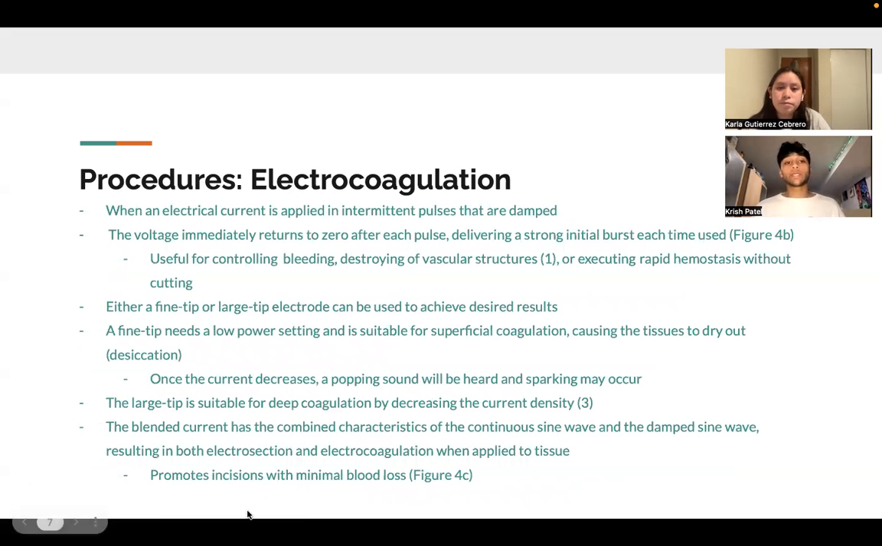Another procedure that we'll be discussing is electrocoagulation. Now, this occurs when an electrical current is applied in intermittent pulses that are also damped.